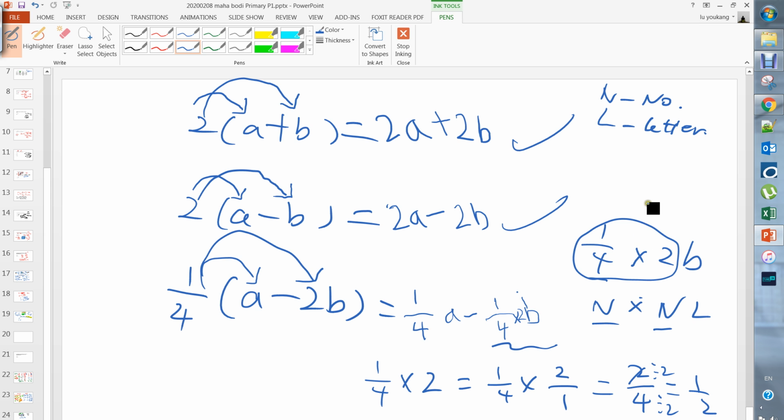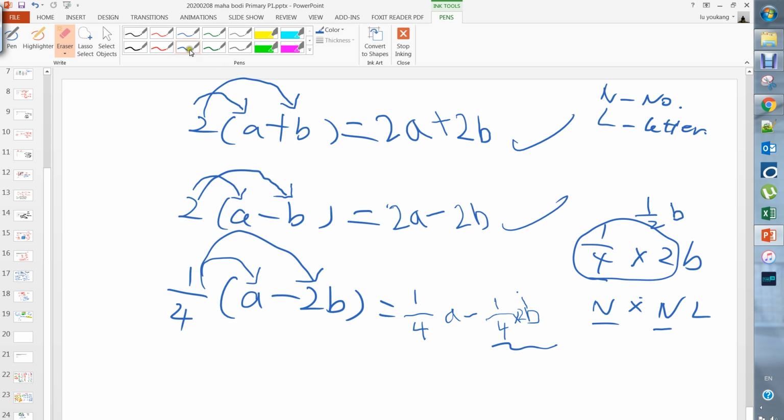So it's half. So what to do with the b? Can the half combine with the b? That means, can the number combine with the letter? Cannot. So you just copy. For the last question, you cannot simplify the front already. 1/4 is a number, a is a letter, cannot combine, right?